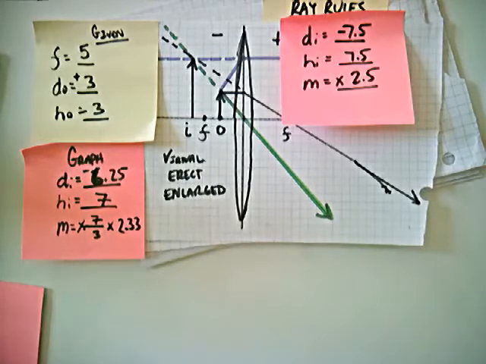Now, next time we meet, we'll be talking about the other type of lens, diverging lenses. And we'll talk about what those can be used for, and we'll talk about the math and how the focal length is negative. So, till next time, keep up the good work.